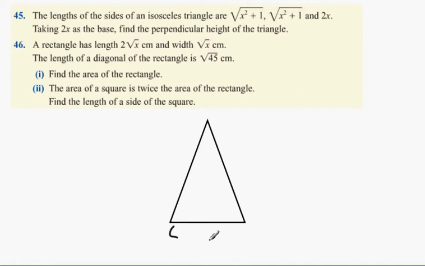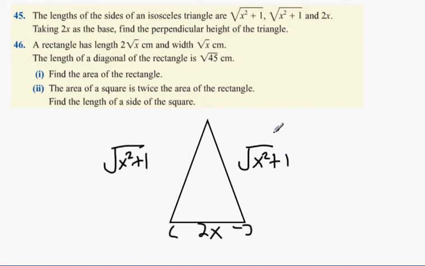Now, what we're going to do next is the base of the triangle is 2x. The two sides that are the same length are root x squared plus 1. Okay? Now, if you read the start of the chapter, it's all about Pythagoras' theorem. Therefore, we're going to have to do Pythagoras' theorem to solve this problem. So, we're going to draw a line going straight down the middle.